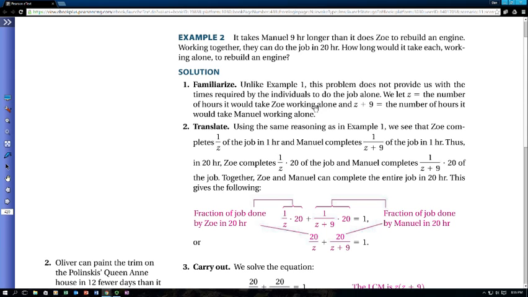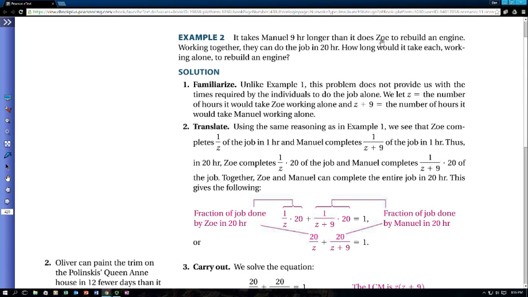They compare it to example 1. It says this problem does not provide us with the time required by individuals to do the job alone. So we will let Z equal the number of hours it would take Zoe working alone. And then we get this comparison here, which is Manuel takes 9 more hours than Zoe. So if we define the variable, a lot of times I say familiarizing is: define the variable, go back to the original and start reading this, and you'll start writing your expressions here. And that's what they're doing.